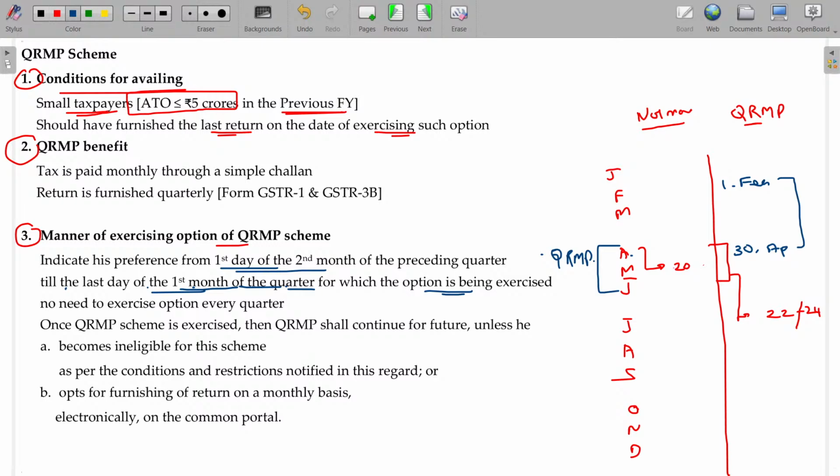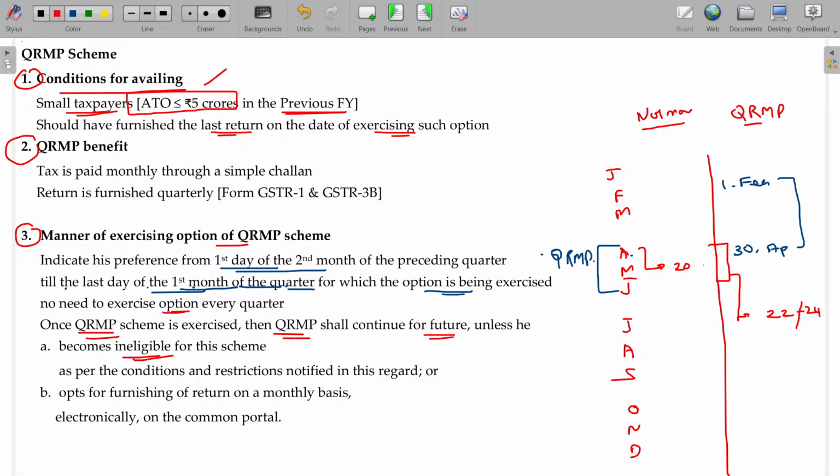If you want to enjoy the QRMP scheme in any quarter, you have to intimate that earlier. Earlier means which period? Previous quarter, first day of the second month, and for the current quarter, the last day of the first month. Once you opted for this, year on year, you need not say again. This may be automated. No need to exercise the option for every quarter. Once the QRMP scheme is exercised, it shall continue for the future unless he becomes ineligible for this scheme.